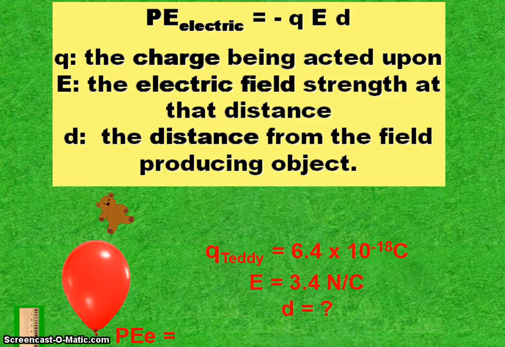Things can have potential energy. Just like they have a certain amount of gravitational potential energy based on where they are in a gravitational field, charged objects can have potential energy based on where they are in the electric field. The amount of potential energy something has because of an electric field is equal to the charge that's being acted on, the electric field strength, which is the E from the earlier equation, and how far you are from the object that is producing the field.